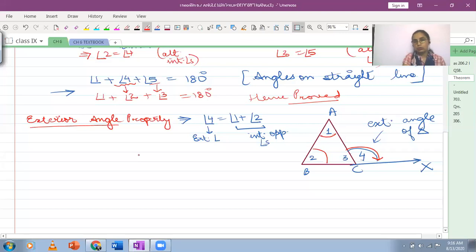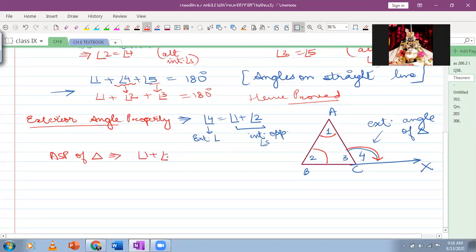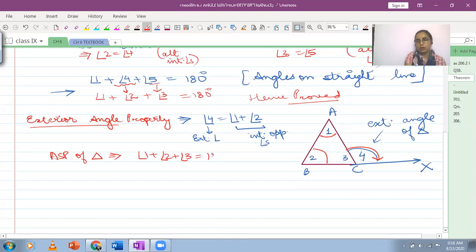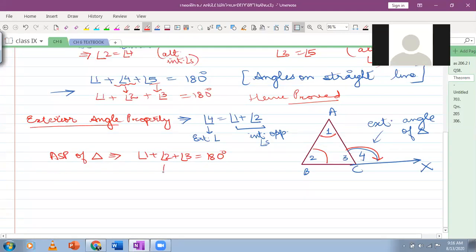Now I am just going to ask you if I can use the angle sum property to prove this. Yes, ma'am. So if I use the angle sum property of a triangle, it tells me that the sum of angle 1, 2, and 3 is 180 degrees. This is what I just proved, right? What else can I see from the figure here? Angle 4 plus angle 3 equal to 180. That's correct.